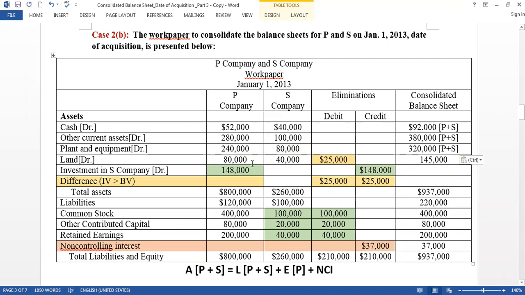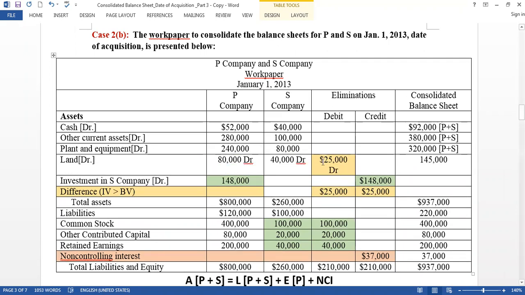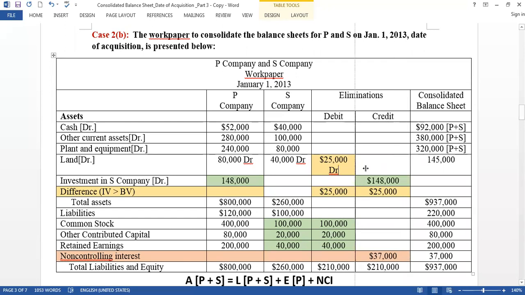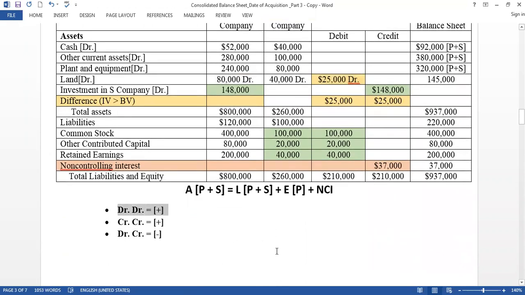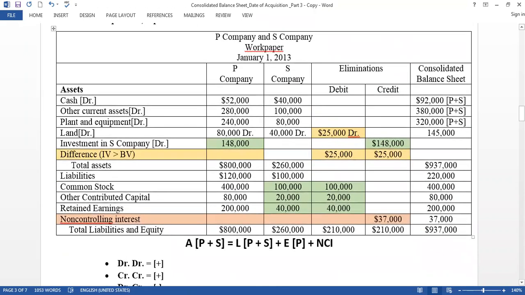Now look at the land. This is debit. This is debit. And this is also debit. This is also debit. So look, we have a total of three debits, and all are debit here. As these three all are debit, we are going to add them, because debit and debit. If you find all debit, it is plus. So again, it is P plus S.